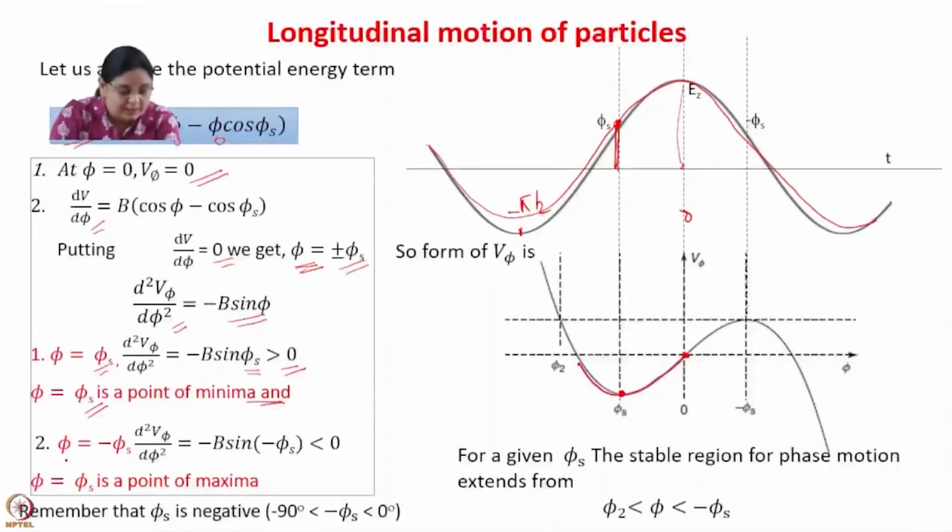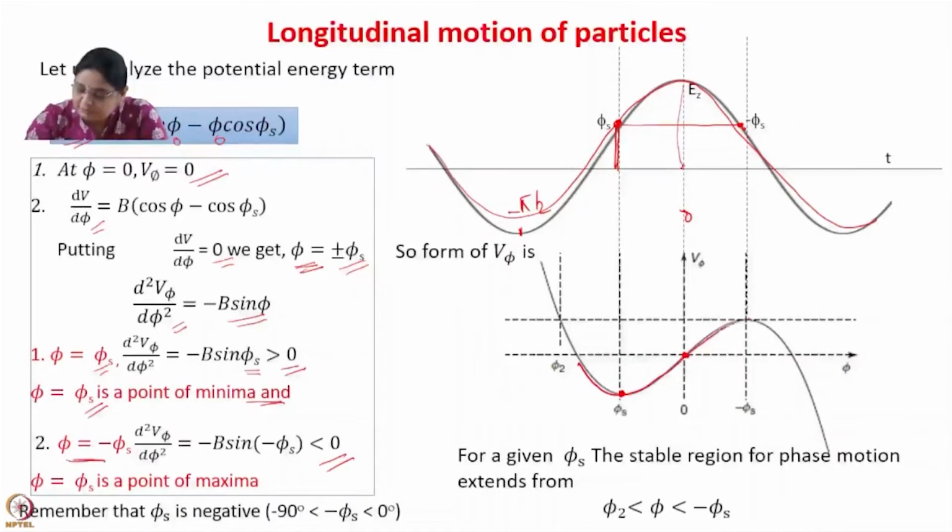Next we calculate at phi equal to minus phi_s. Here d2V by d phi square is equal to minus B sin(minus phi_s), and phi_s is a negative number. So this turns out to be less than 0. So this is a maxima at phi equal to minus phi_s. If phi_s lies here, minus phi_s will lie at this point. So there is a maxima at phi equal to minus phi_s.